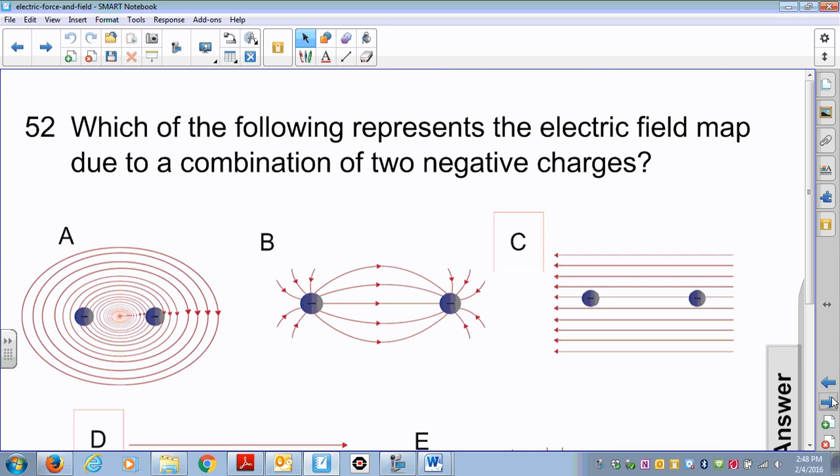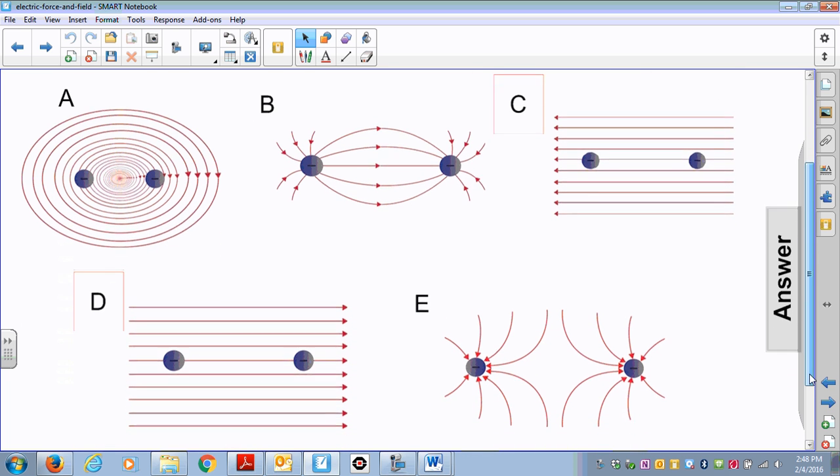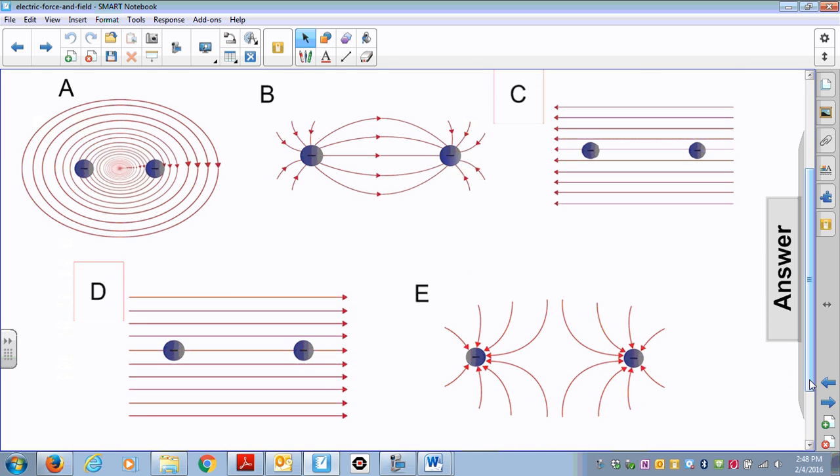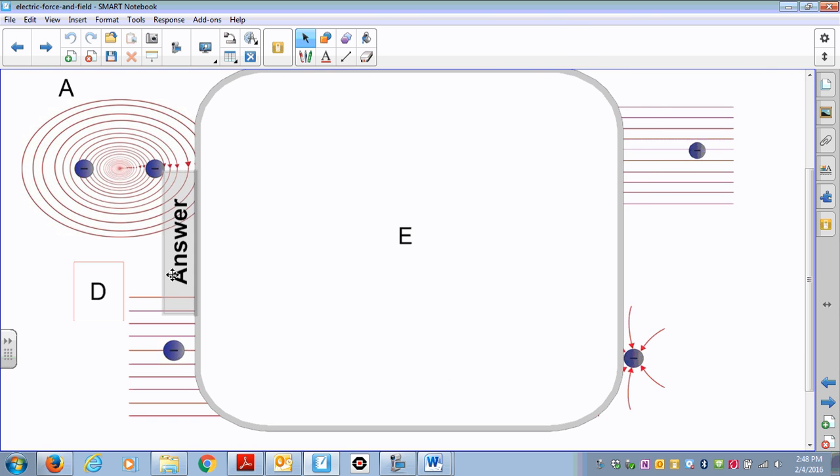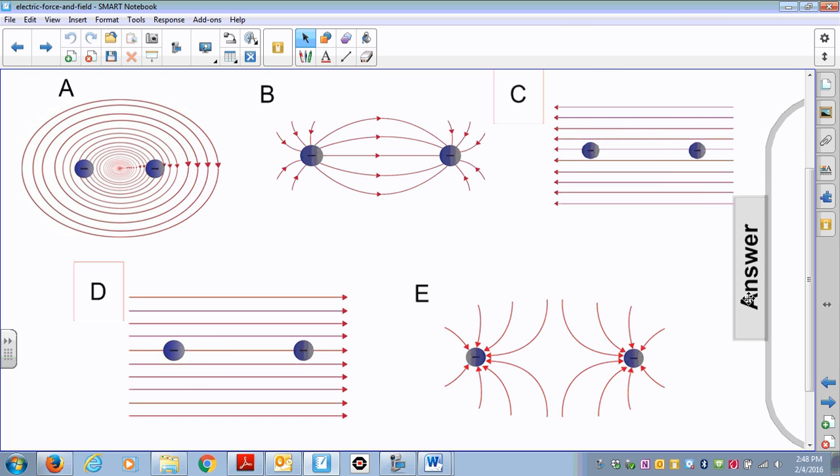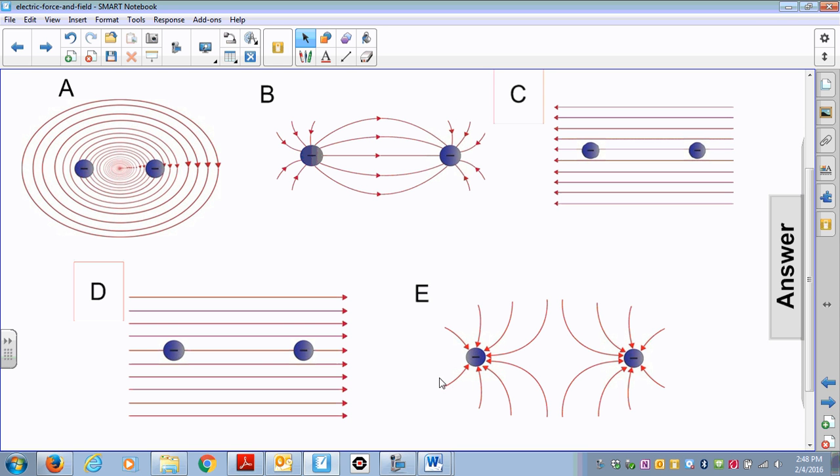Which of the following represents the electric field map due to a combination of two negative charges? Go ahead and pause the video now. Okay, so let's see if you picked the right answer. You should have chosen E. E shows two like charges.